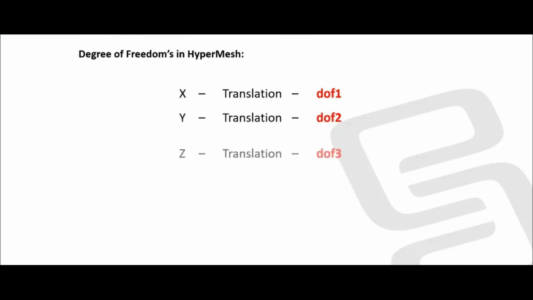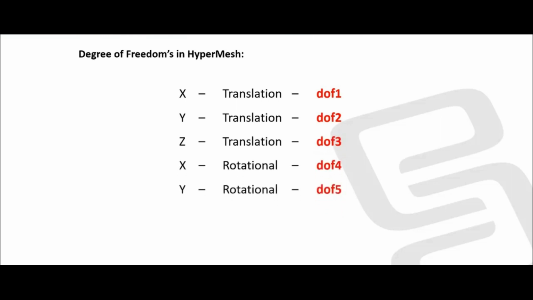Now, how to define degrees of freedom in HyperMesh? In HyperMesh, every degree of freedom has a specific name. For example, X translation is called DOF1. Similarly, Y translation is called DOF2, Z translation DOF3. Now X rotation is called DOF4, Y rotation DOF5, and Z rotation DOF6. So HyperMesh will give you DOF1 through 6 as an option.